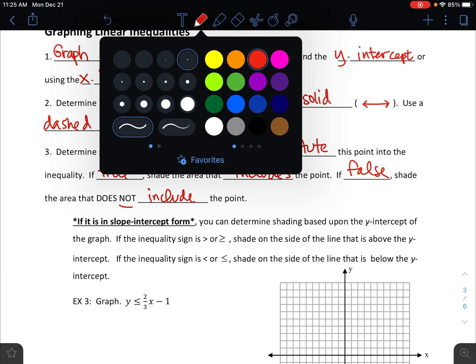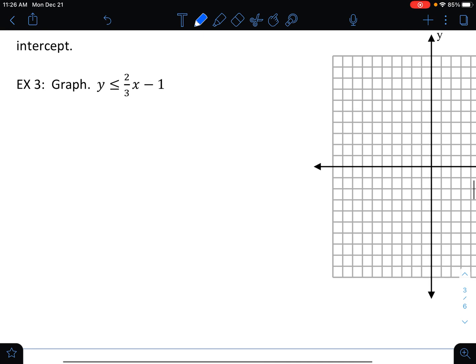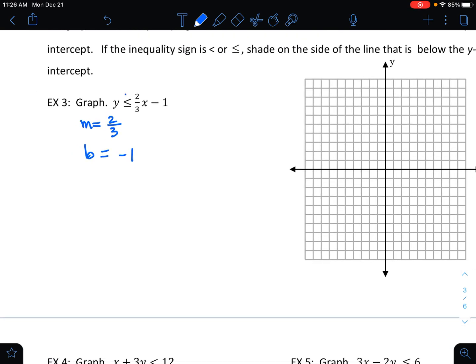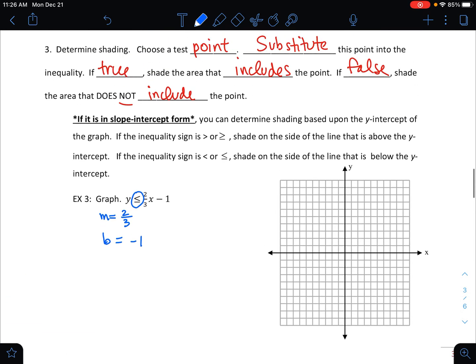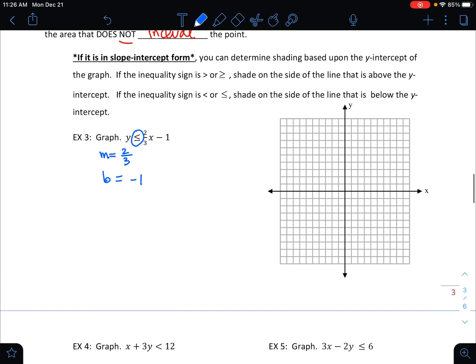We are going to graph, let me change colors here. We are going to graph this inequality. First thing I see, right off the bat, it's in the form of y equals mx plus b. So I can see that the m is 2/3 and the b is -1. Now remember, I am sometimes graphing a solid line or a dashed line. So I want to come back up here. This is a less than or equal. So what I want you to see is it's going to be a solid line since it's a less than or equal.